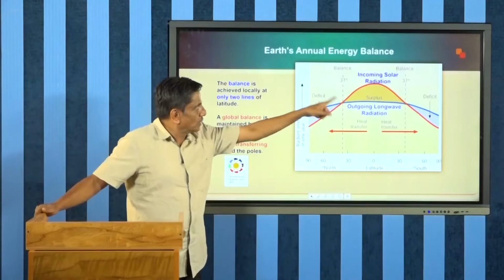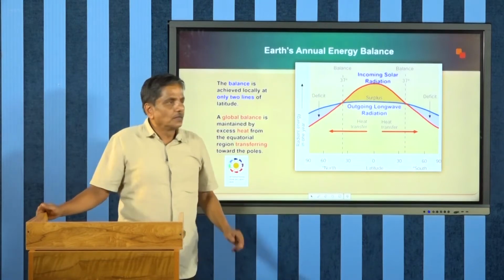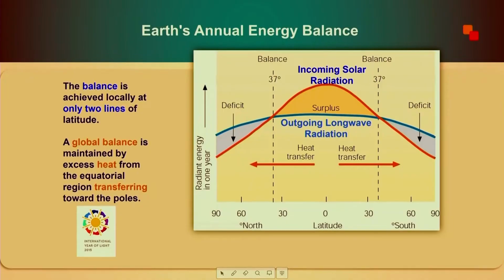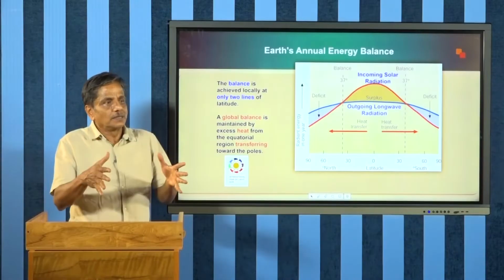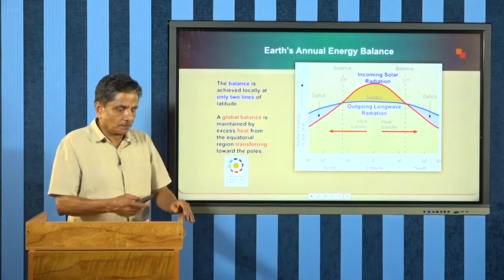In the equator side, that means from 37 degrees north to 37 degrees south, an excess amount of heat energy will be radiated, while in the polar region, the south pole as well as the north pole, there is a deficit, and this in turn produces seasons on the surface of the earth.